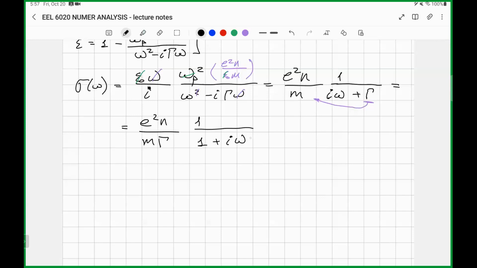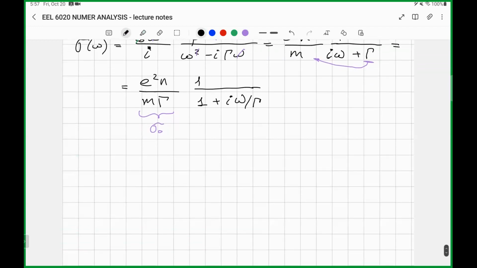And gamma, of course, and over gamma. All right, so this quantity is known as the conductivity at DC, the constant current conductivity, sigma zero. And finally, the formula for the conductivity as a function of frequency is equal to the conductivity for the direct current, zero frequency conductivity, over 1 plus i omega over gamma.